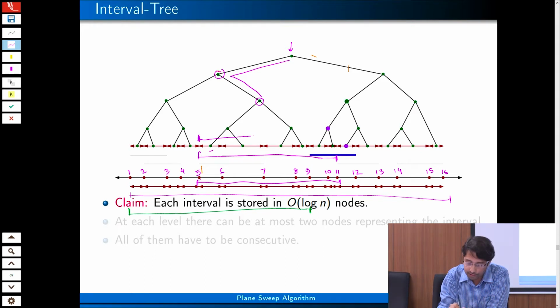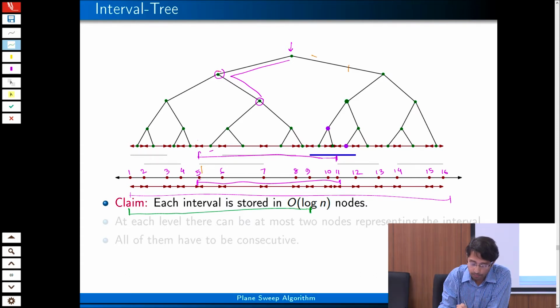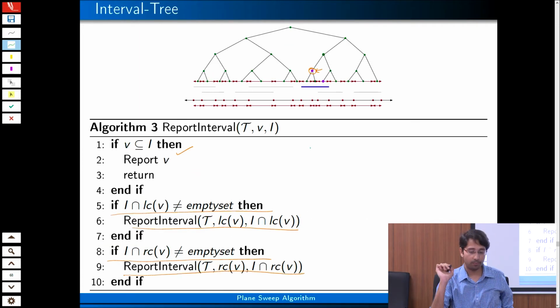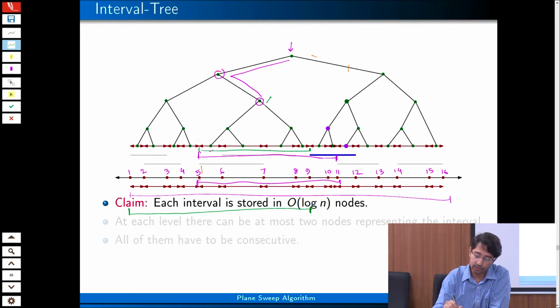The interval corresponding to this is from here to here. So it's a subset of the interval given. Right? This interval which is stored here is a subset of the interval that is given to me. So what will I do? I will report V. This is the one vertex that I would like to report.